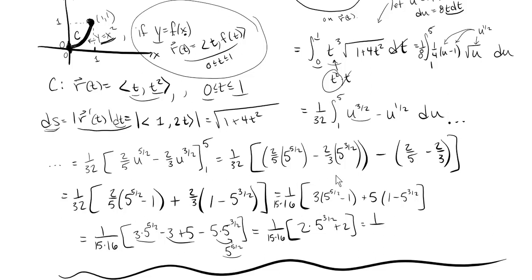The 2 can factor out and cancel with the 16. What is that, 120? 15 times 8. And leaves behind 5 to the 3 halves plus 1. I don't think we can get much more reduced down than that.